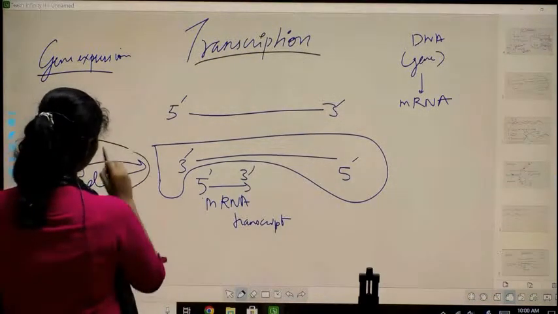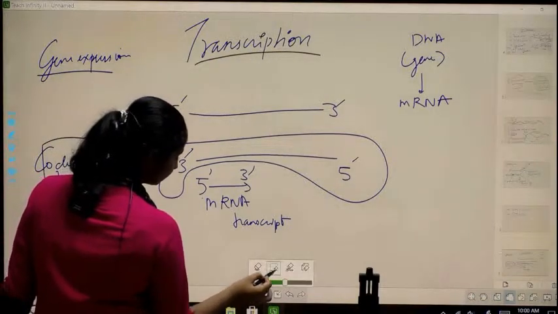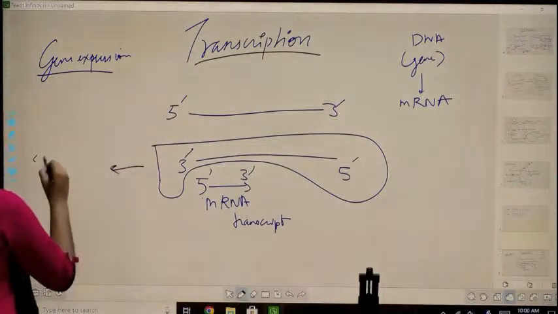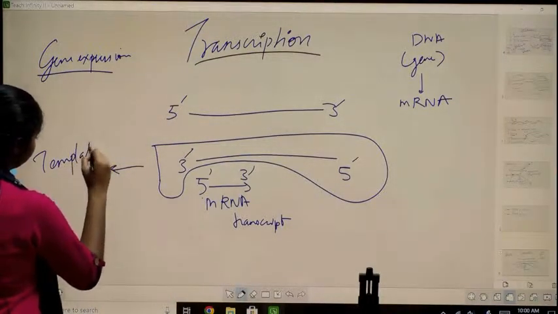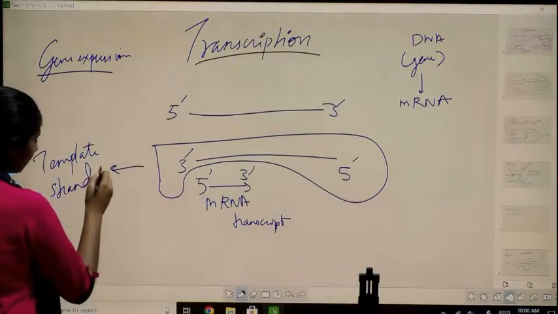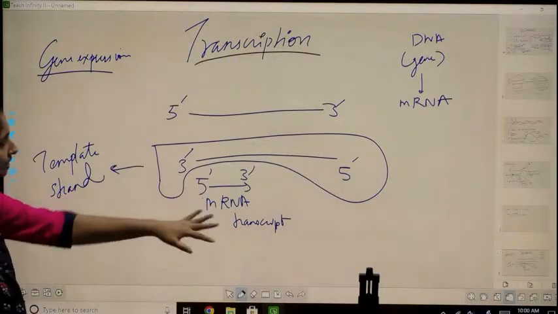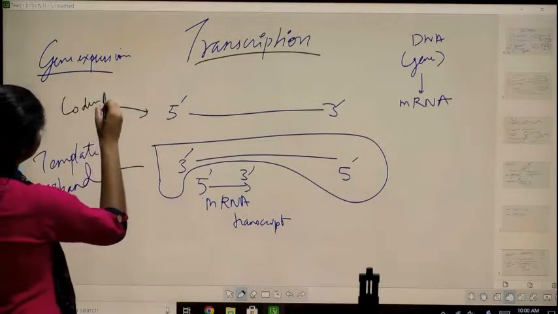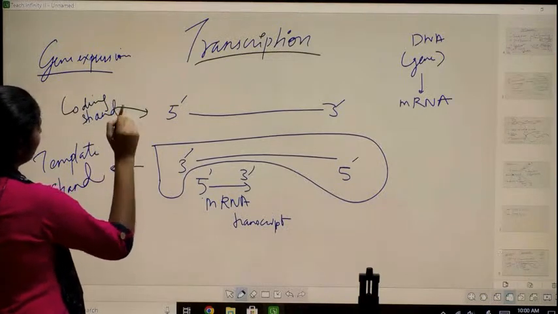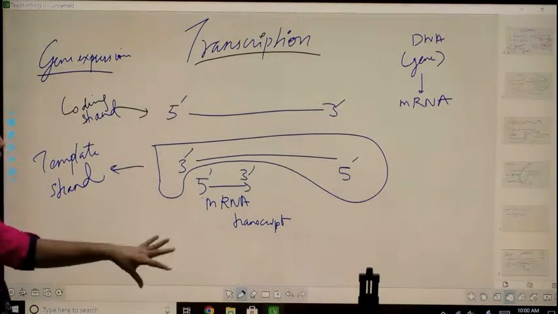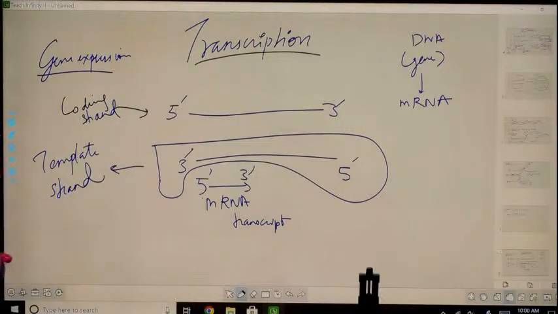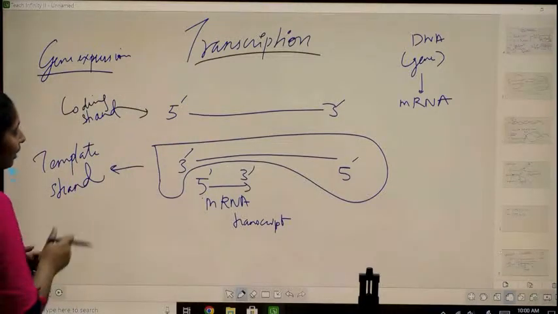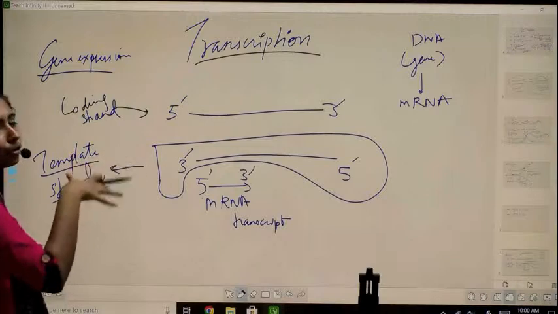So this is known as the template strand. This would act as a template strand, and an mRNA transcript would be synthesized from this, whereas the other strand is the coding strand. Why are we calling it the coding strand? Because the mRNA formed would be identical to the coding strand. Its sequence of base pairs would be identical to the coding strand, right? Whereas to the template strand, it would be complementary.